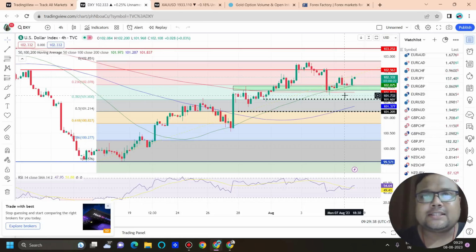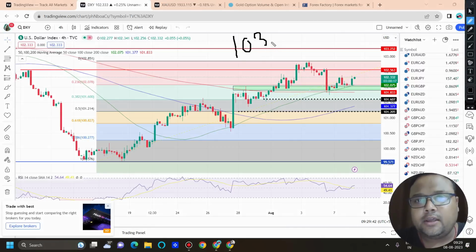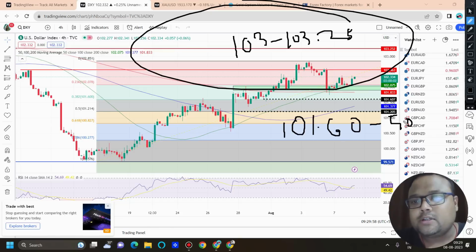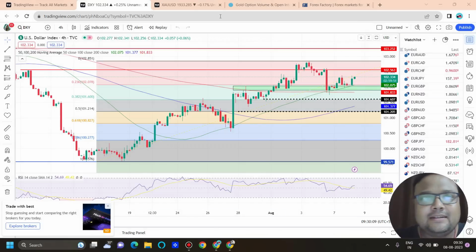Overall, the levels are still very much intact on the chart of the dollar index. 103 to 103.25 is the resistance at the top, and as I have already discussed in my previous videos, the support levels are still very much intact. Support levels are around 101.60 to 101.50 and 101.20. There is a high chance that the market will not be breaking these two levels, at least today and tomorrow. Let's wait and watch.